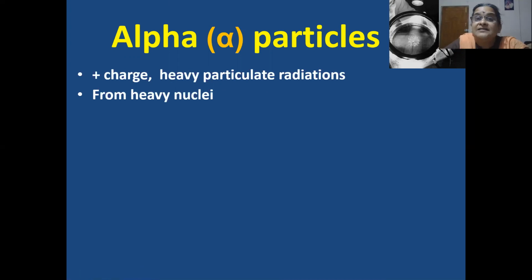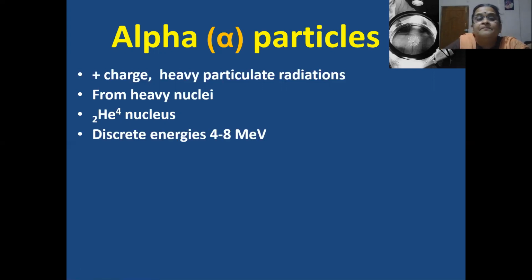That's to get stability. Now here it's about a helium nucleus, which has 2 protons and 2 neutrons. The 2 in this subscript indicates the 2 protons, and the 4 is the atomic mass number, which is the number of nucleons, the number of neutrons plus the number of protons. It is made up of discrete energies, 4 to 8 mega electron volts.